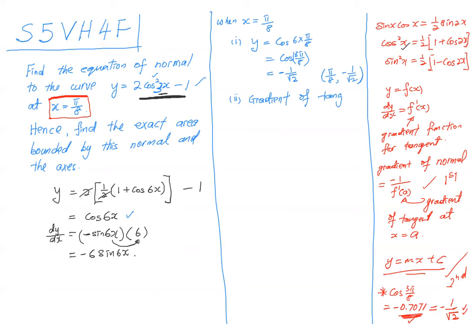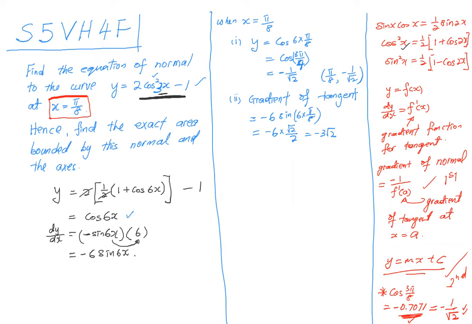3 pi by 4, after I simplify. Okay, gradient of tangent, thank you. Gradient of tangent, then that is my dy/dx, am I right? So I put down negative 6 sin 6 times pi by 8. You substitute your x as pi by 8. So you got negative 6, and this is root 2 over 2. In this case, I prefer to write root 2 over 2, so that I get the answer as negative 3 root 2.